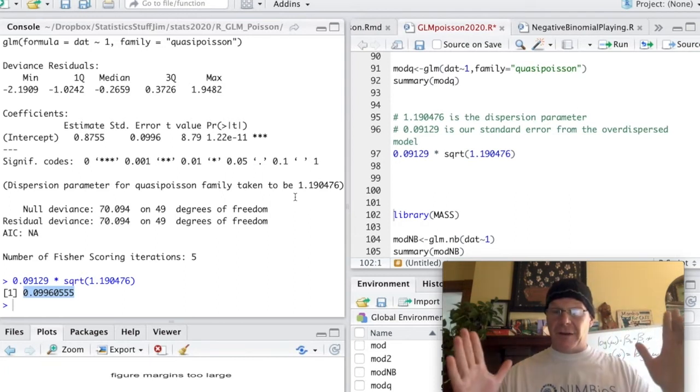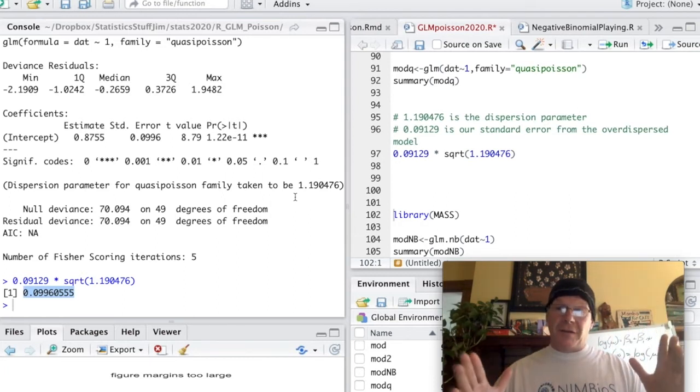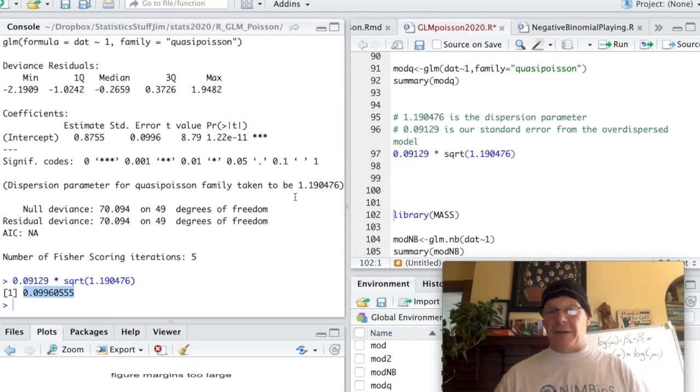So our standard error has increased, which means that we're less likely to commit a type 1 error, because now we're effectively modeling the uncertainty around our point estimate. And so that's in the general sense how these quasi-distributions work.